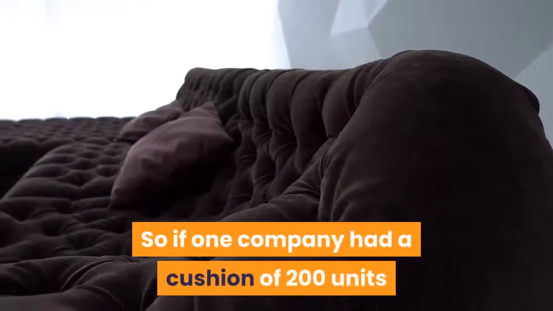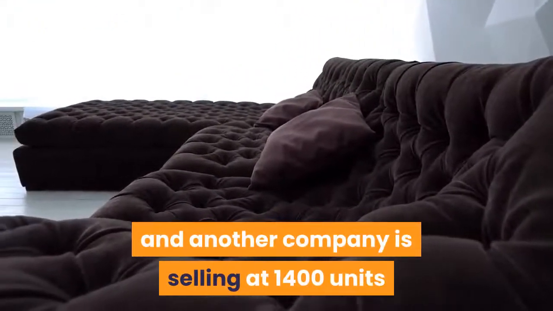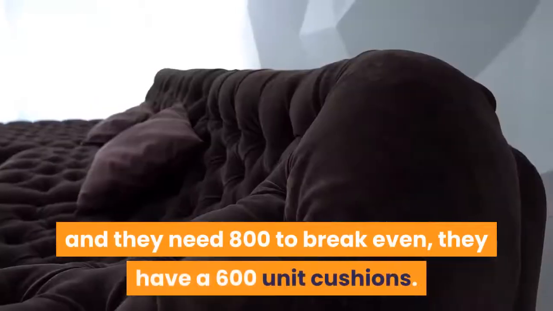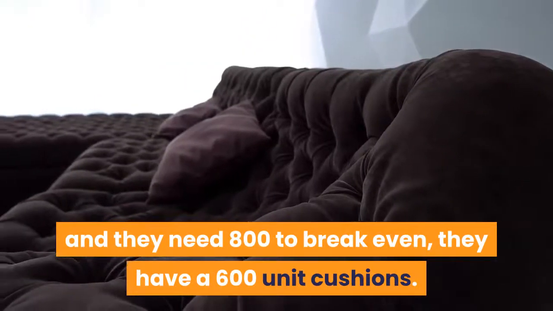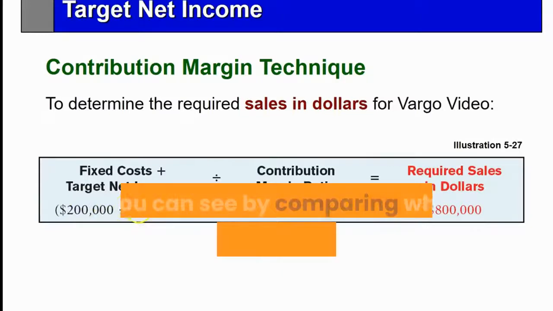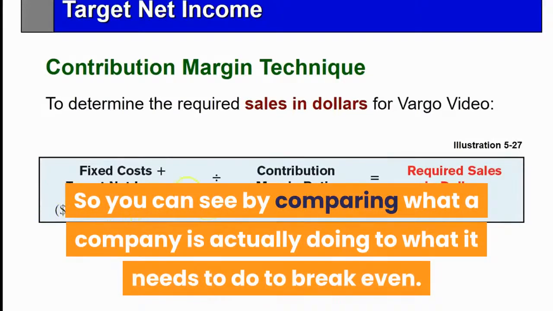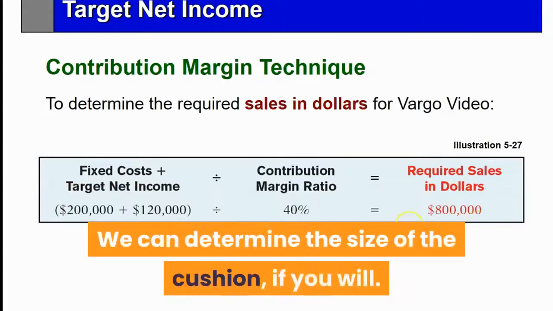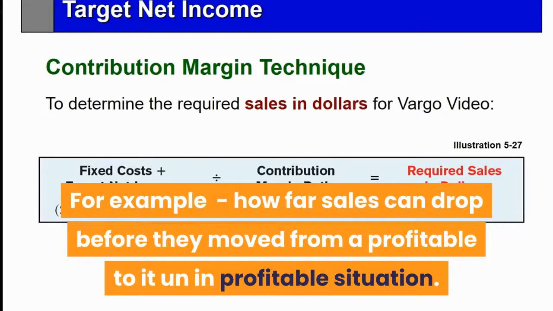So if one company had a cushion of 200 units and another company is selling 1,400 units and they need 800 to break even, they have a 600 unit cushion. Sales could fall by 600 units before they're no longer profitable. So you can see by comparing what a company is actually doing to what it needs to do to break even, we can determine the size of the cushion, for example, how far sales can drop before they move from a profitable to an unprofitable situation.